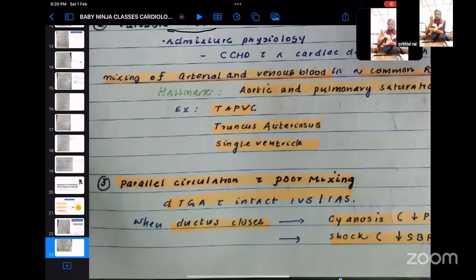So you have a transposition of great arteries with intact IAS and IVS. We have an intact interatrial septum and interventricular septum, so that's poor mixing. So that we will also call cyanotic heart disease. And then there is obstruction to the pulmonary venous flow. That is, there might be a mitral stenosis or a pulmonary venous obstruction. These are a few examples of congenital cyanotic heart disease, which I told you is blue baby syndrome.